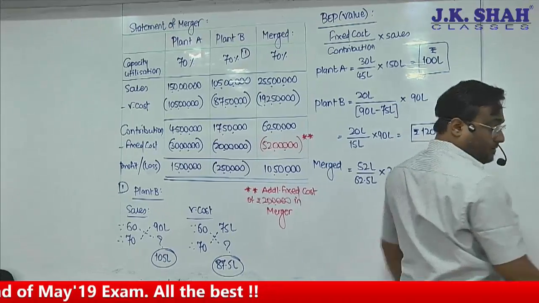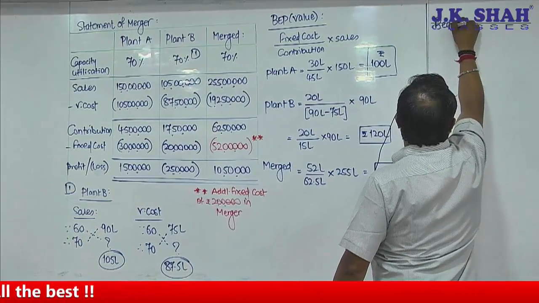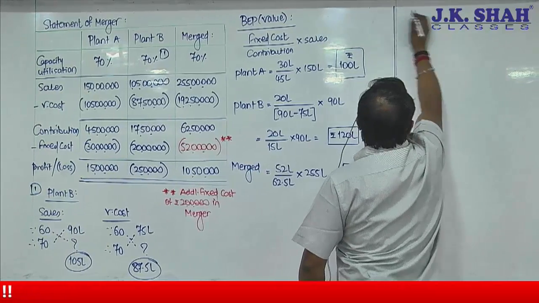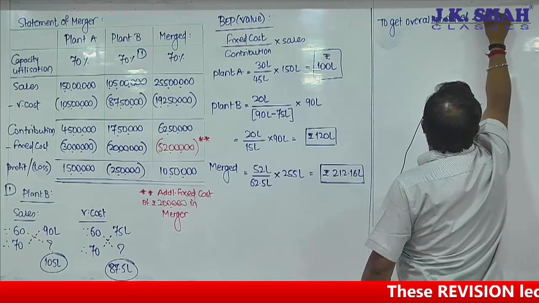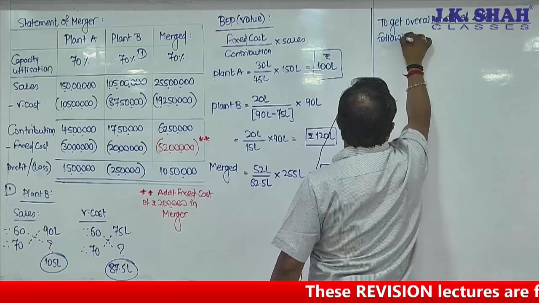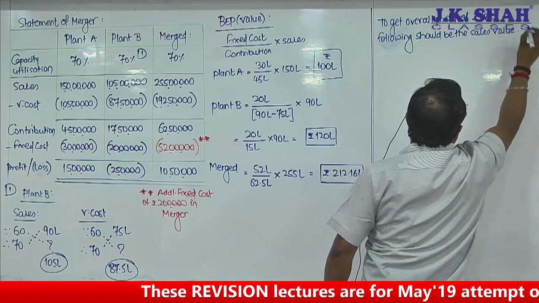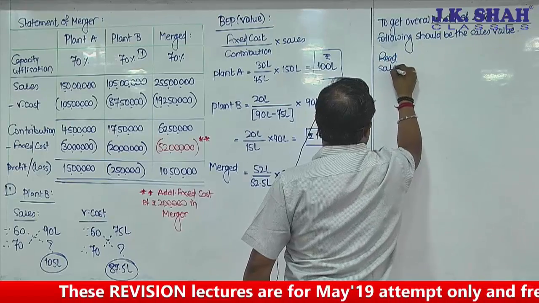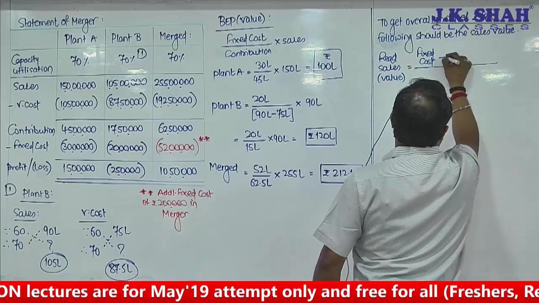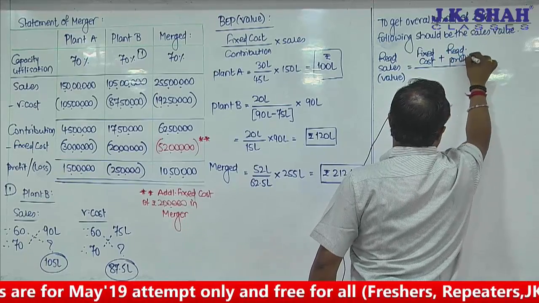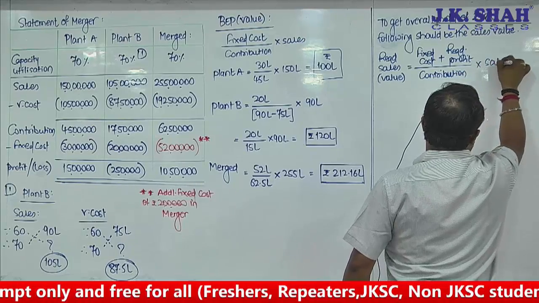This was the first part. What was the last part of the question? Capacity of the merged plant to get an overall profit of 18 lakhs. To get an overall profit of rupees 18 lakhs, what should be the sales value? Required sales in terms of value will be fixed cost plus required profit upon contribution into sales.